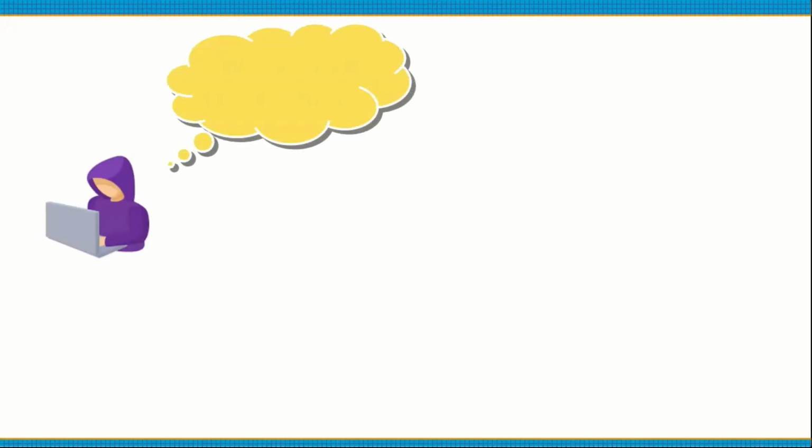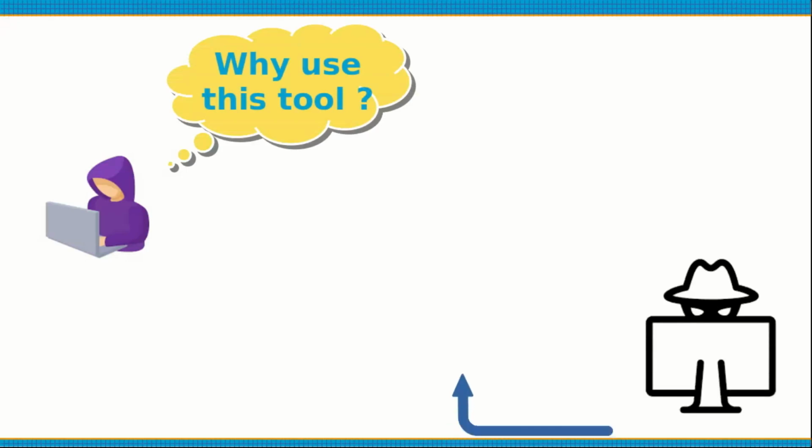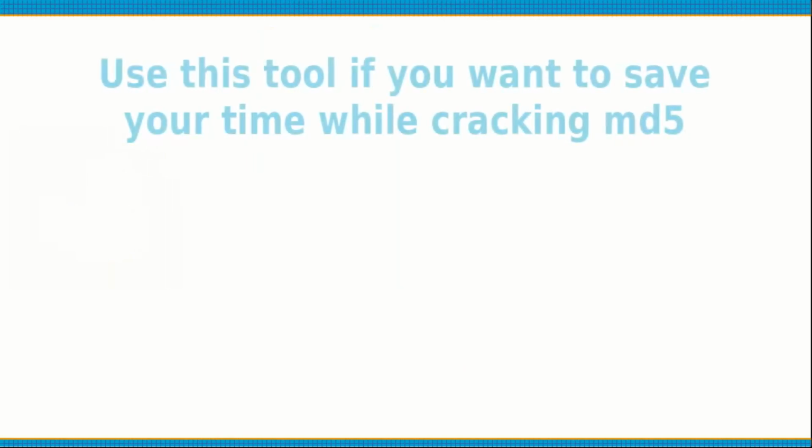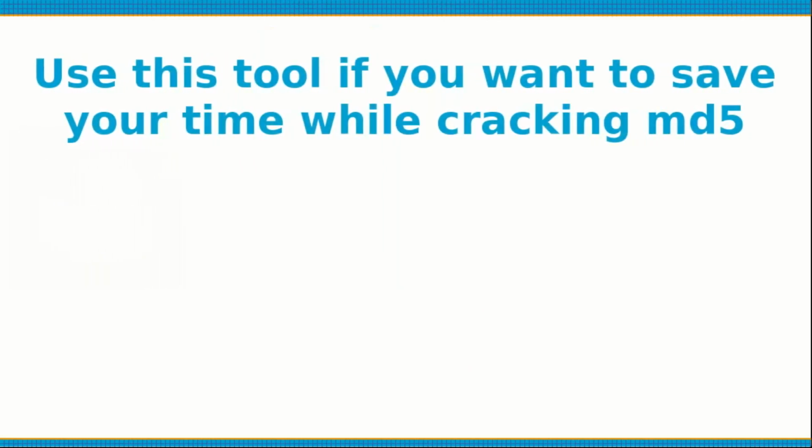So some of you are thinking, why would you use my tool? Well, other hackers use the John the Ripper tool, so why do you need to use this tool? Because this tool can save your time while you are cracking MD5 hash. If you are using incremental mode with your MD5 hash, then it will take much time to crack the hash.